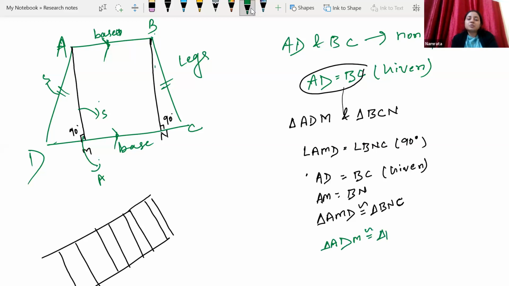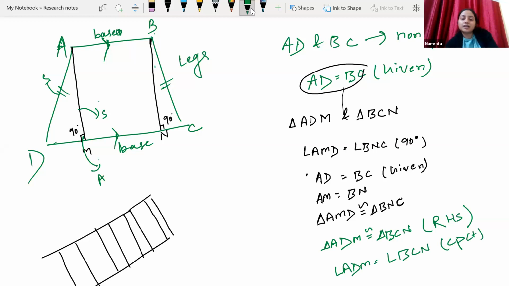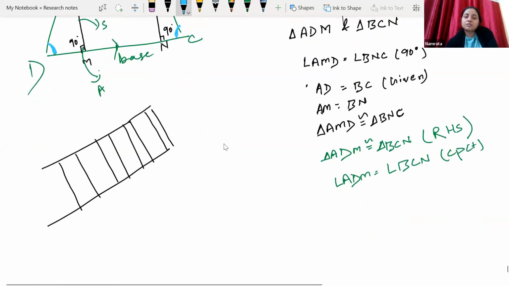Did we want to prove the congruency just? No. Okay, we have proved the congruency. Now by RHS congruency criteria, these two triangles are the same. Now from here we can write that angle ADM is equal to angle BCN by CPCT. This angle and this angle are the same by CPCT. Let's give it an equation name.